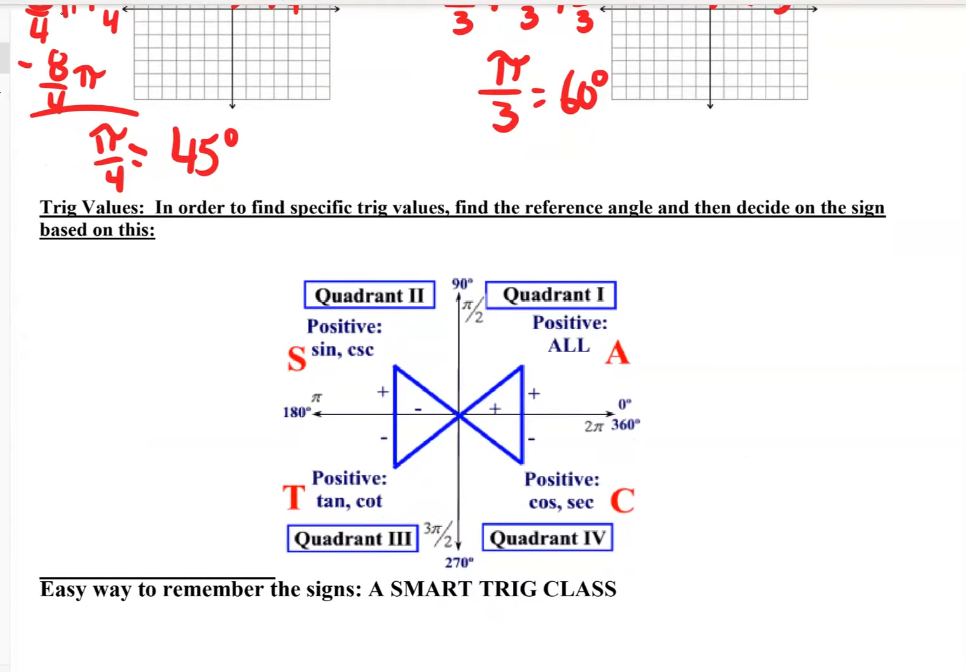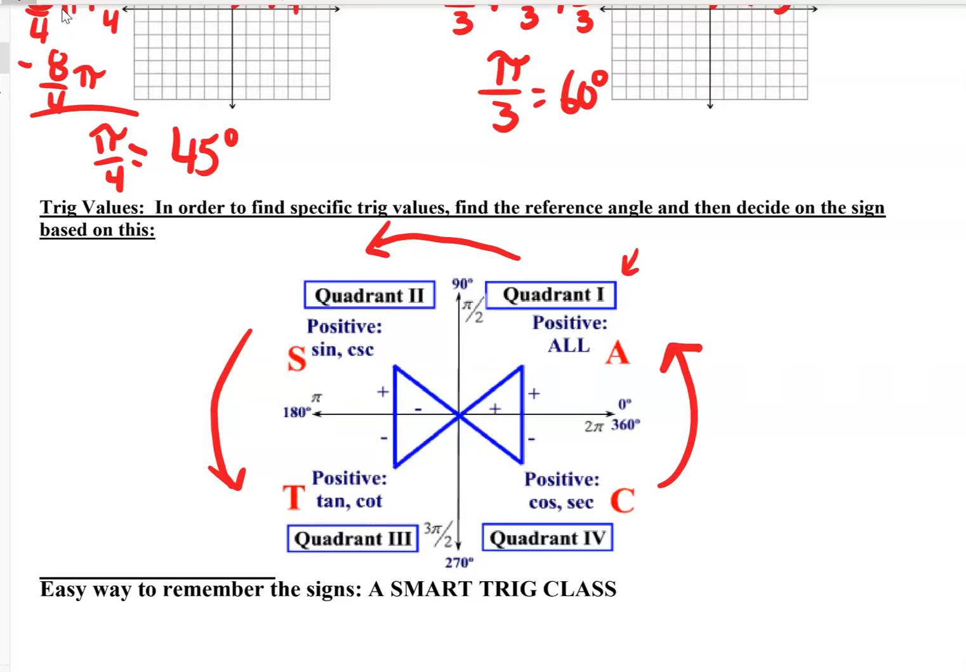Trig values. In order to find specific trig values, find the reference angle, which, as you'll recall, is the angle between the line and the x-axis, and then decide on the sign based on this. So here we've drawn out our quadrants. Quadrant 1 starts in the upper right, quadrant 2, upper left, and we go around counting counterclockwise.